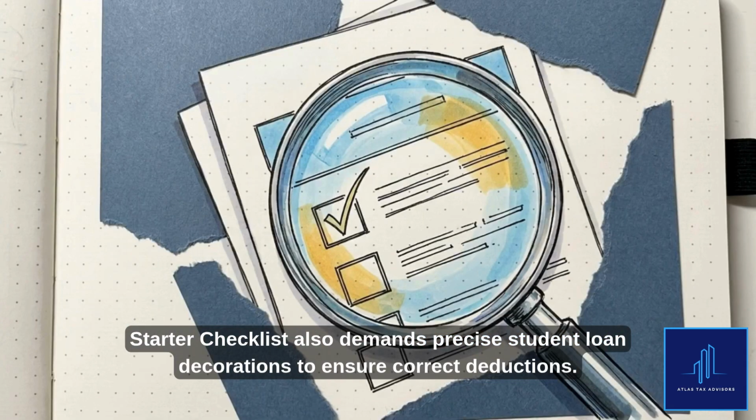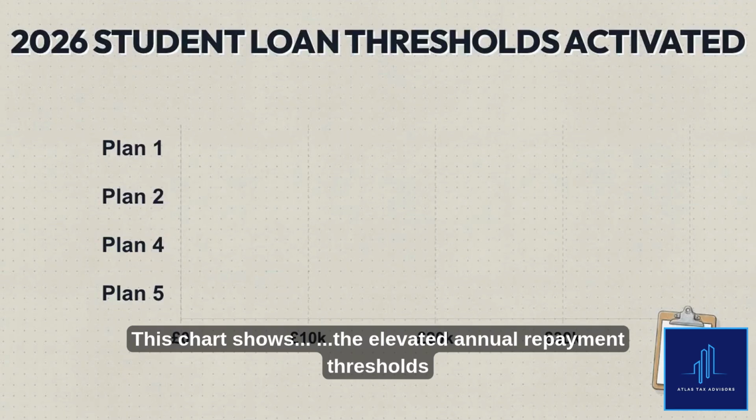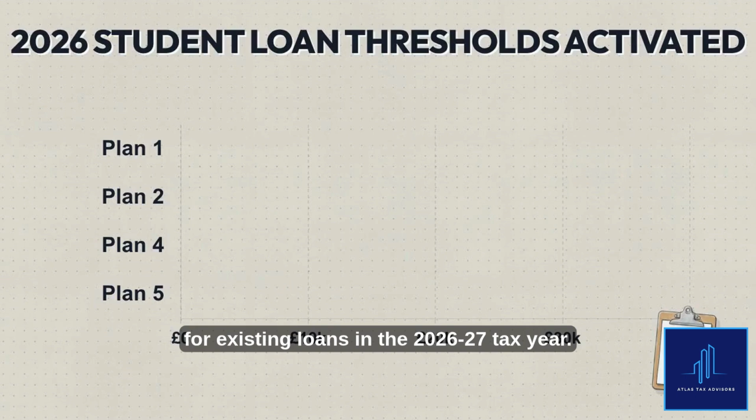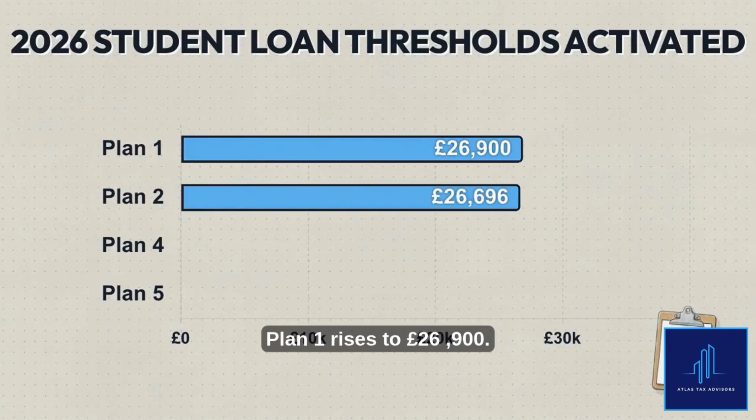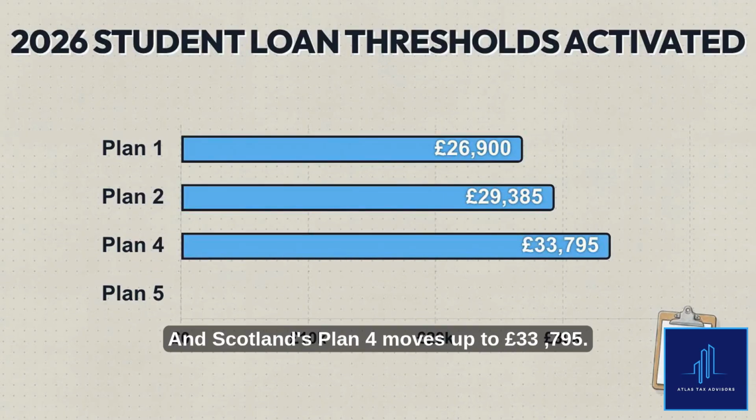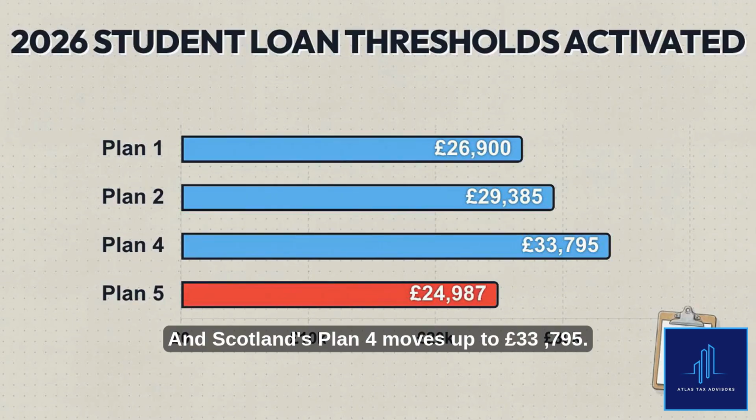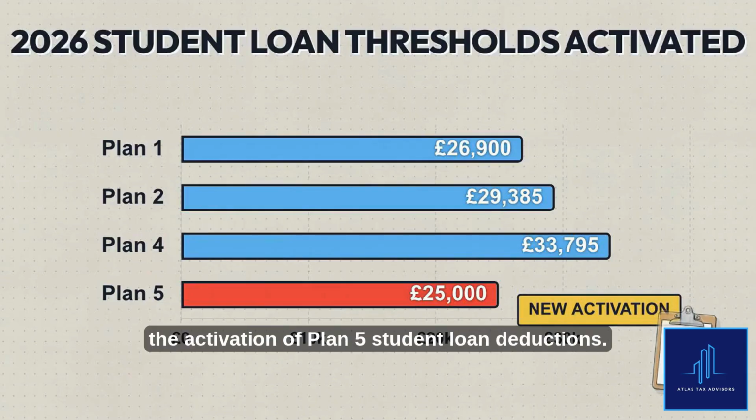The starter checklist also demands precise student loan declarations to ensure correct deductions. This chart shows the newly elevated annual repayment thresholds for existing loans in the 2026-27 tax year. Plan 1 rises to £26,900. Plan 2 goes to £29,385, and Scotland's Plan 4 moves up to £33,795. The major update for April 2026 is the activation of Plan 5 student loan deductions.